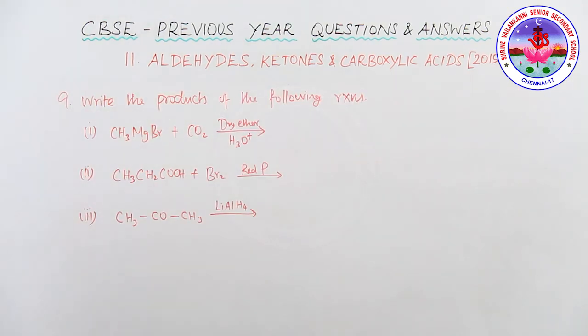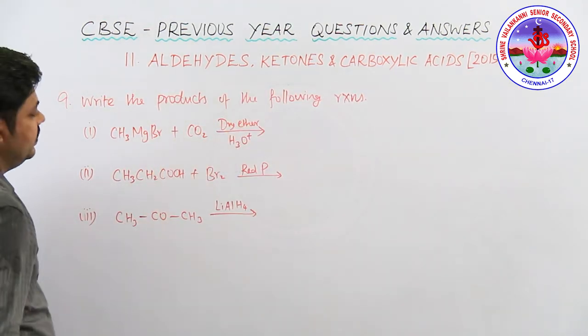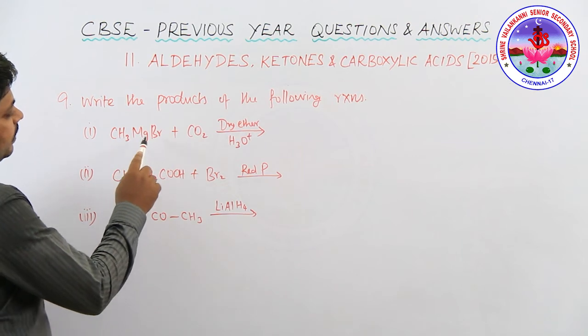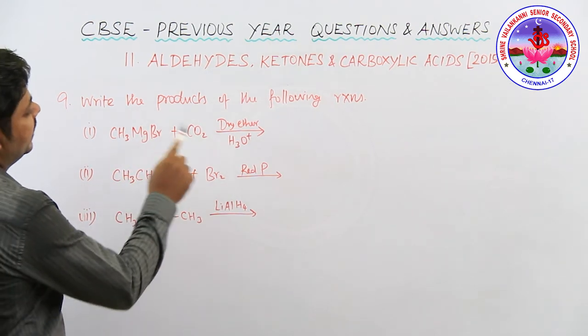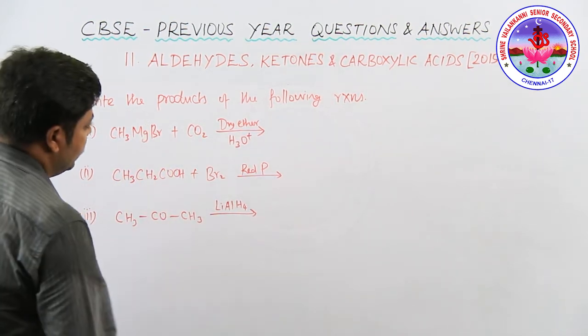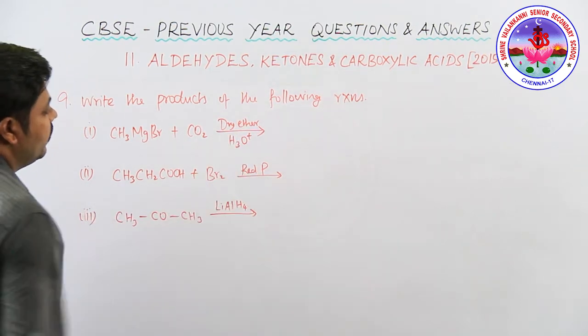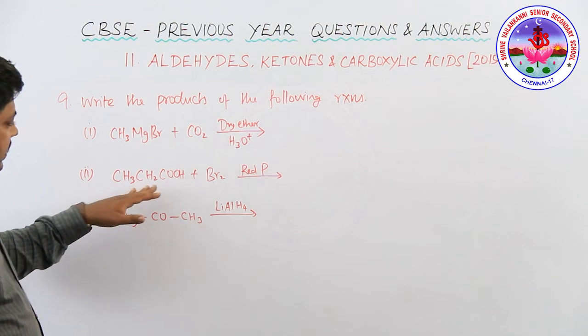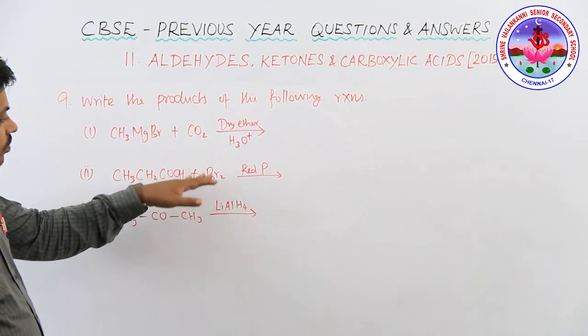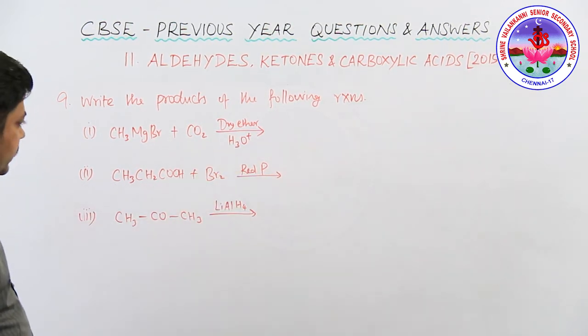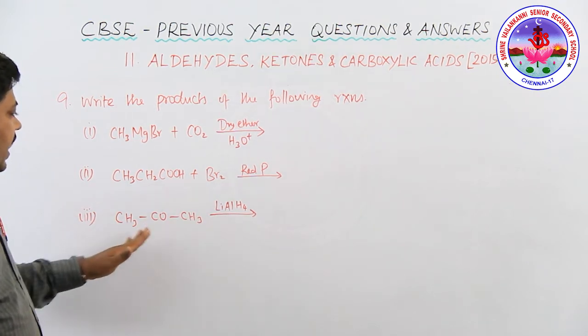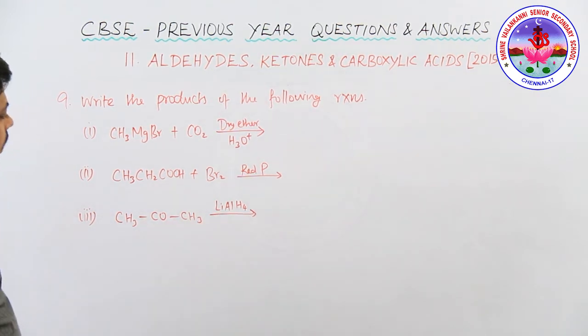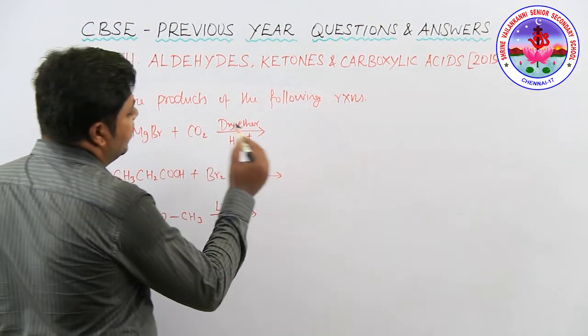The next question is, write the products of the following reactions. The first reaction, CH3MgBr, the Grignard reagent, reacts with carbon dioxide in the presence of dry ether and hydronium ion. What is the product? Then the second, CH3CH2COOH, propanoic acid, reacts with bromine in the presence of red phosphorus. What is the product? And acetone reacts with lithium aluminum hydride. What is the product?